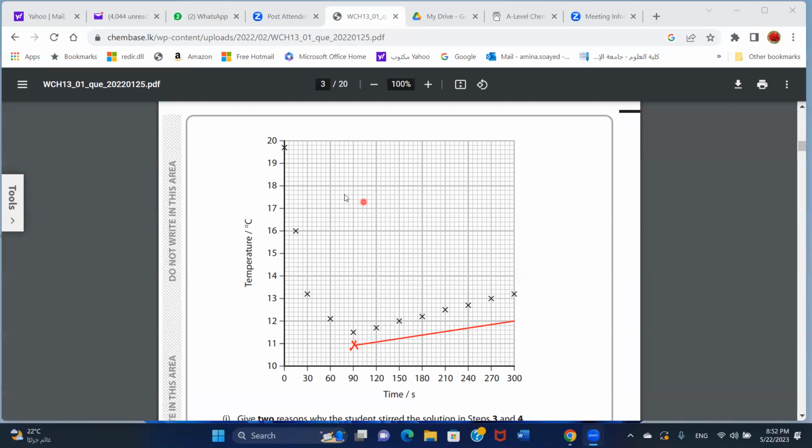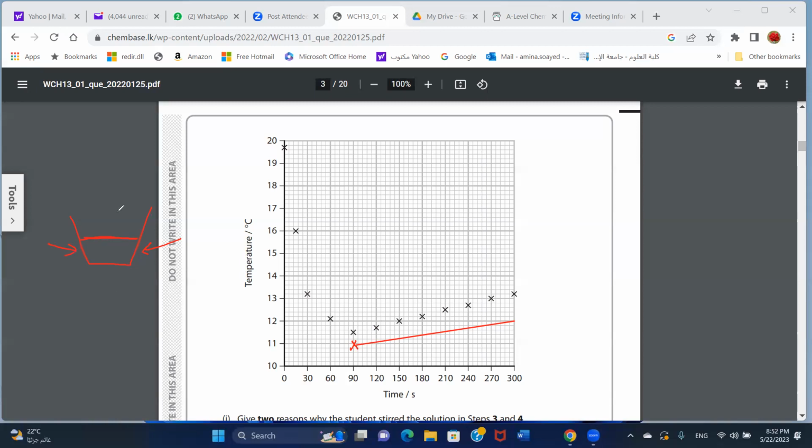Doctor, why is it gained more slowly? I don't understand. Because you are using a polystyrene cup, isn't it? So the polystyrene cup is taking its heat as it is. It doesn't take heat from the surrounding at the same rate as if you are using a glass beaker.